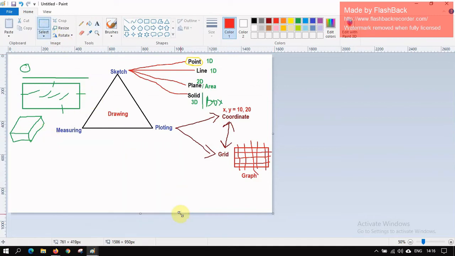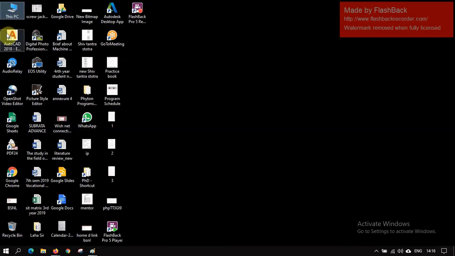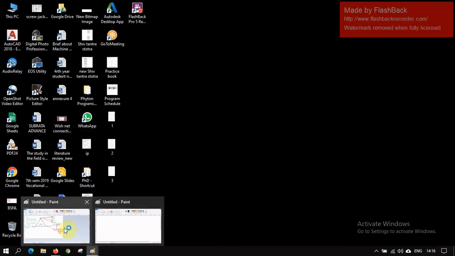Now, let us do one thing. Let us understand what this triangle means in a simple way. The first means sketch, meaning drawing. Second means plotting. Next it means measuring. Fine. Let me show you one demo that will make it very easy for you to understand. Very small demo that would take only 1 to 2 minutes. Just a minute.